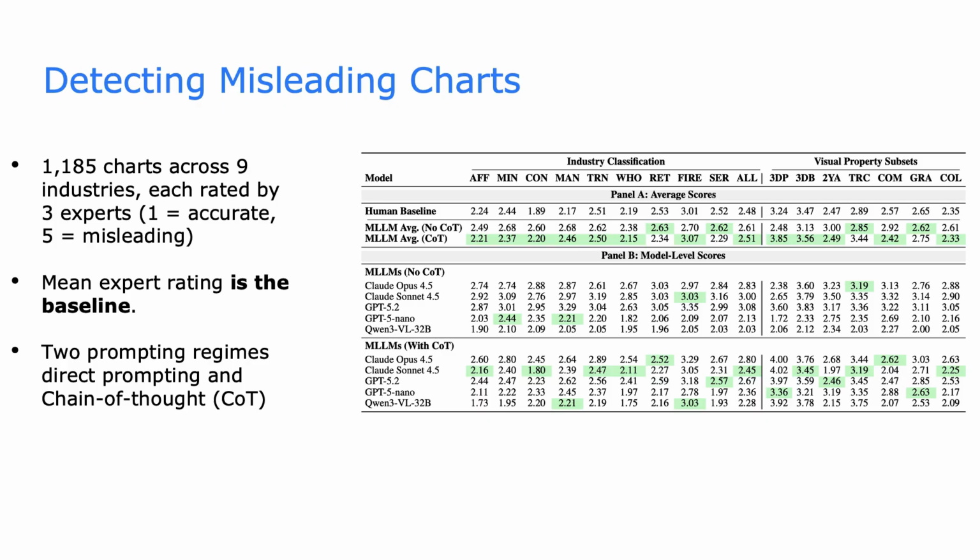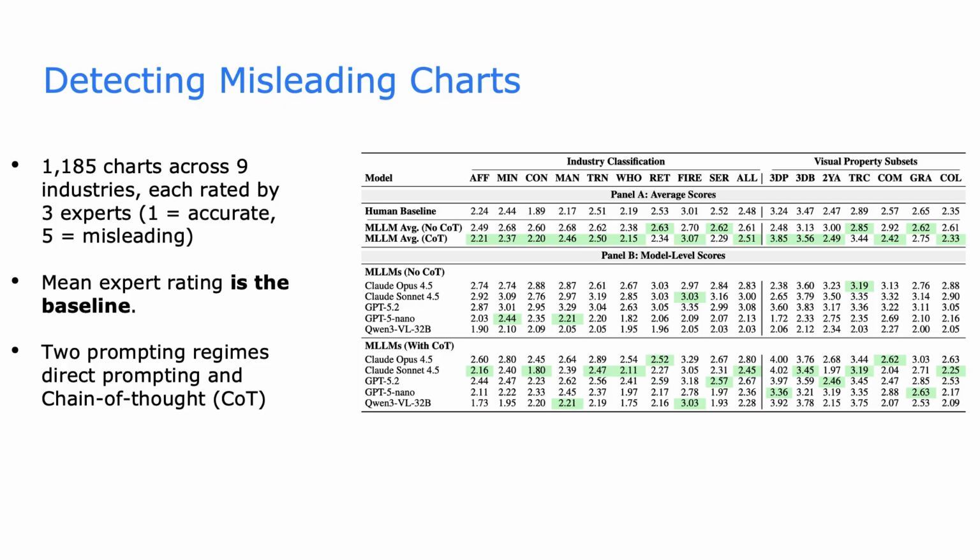The next thing we study is misleading charts. They can distort interpretation through truncated axes, disproportionate scaling, dual y-axes, and 3D effects. We construct a stratified sample of over 1,000 charts spanning 9 industries. Each chart is rated by 3 expert annotators on a 5-point scale, from 1 highly accurate to 5 highly misleading.